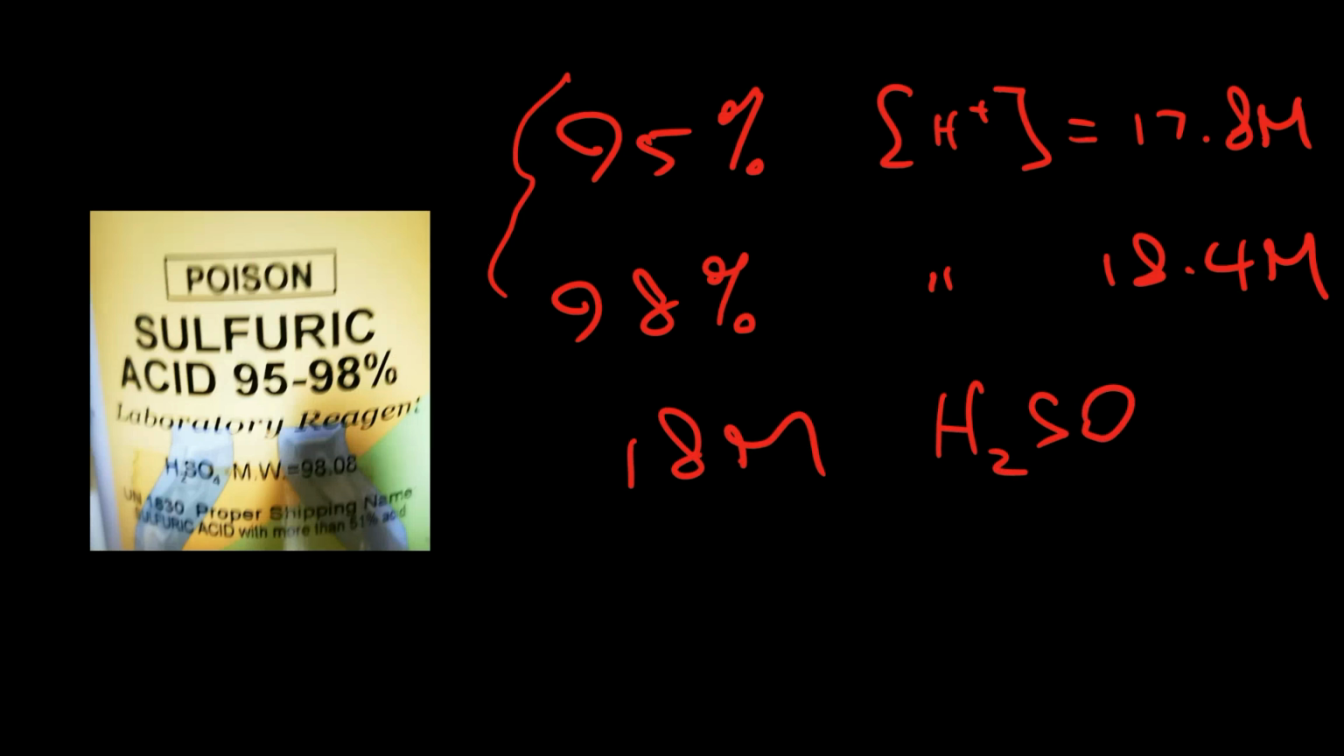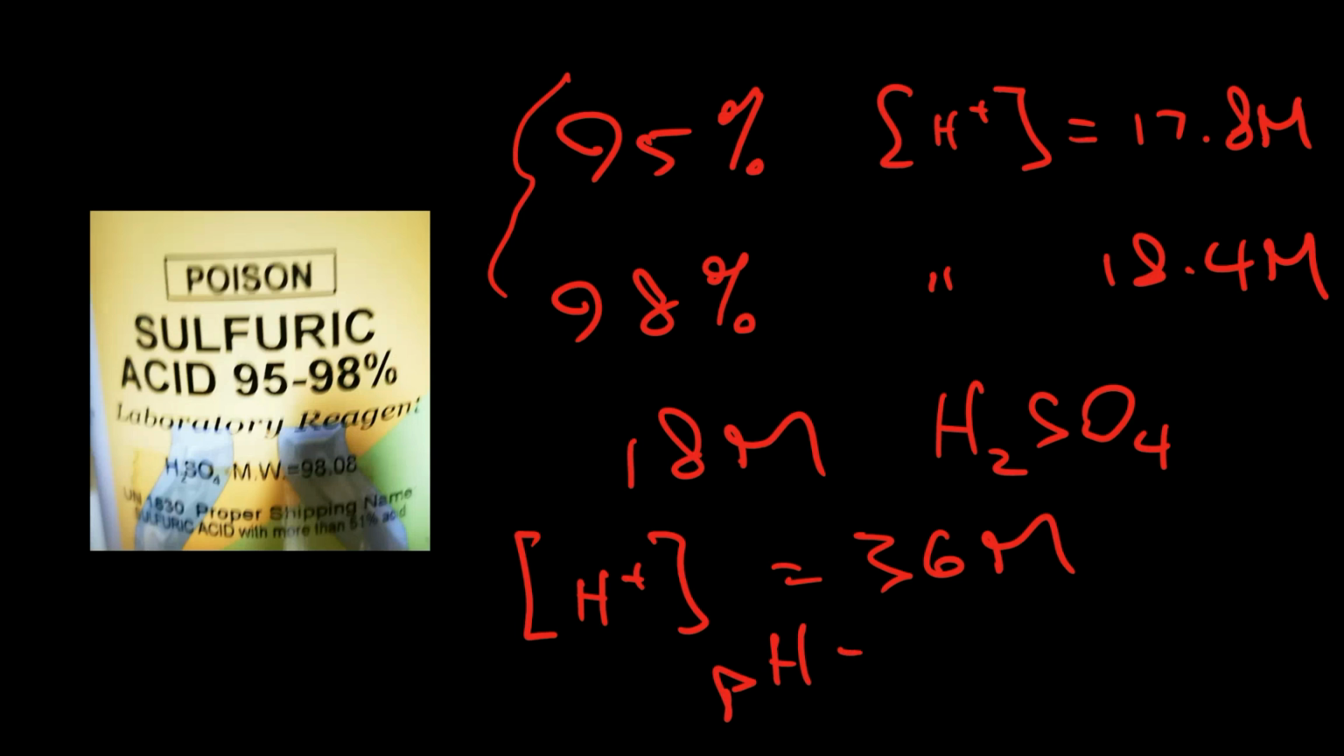Now, remember, this is a diprotic acid, so the concentration of the hydrogen ions, or the hydronium ions, is actually twice that. So that's actually 36 molar. Right? It's a diprotic acid. So now when we work out the pH, we need to remember it's the minus log of 36, not the 18. That's the concentration of the acid, but the concentration of the hydrogen ions that get released are twice as much, because it's diprotic.